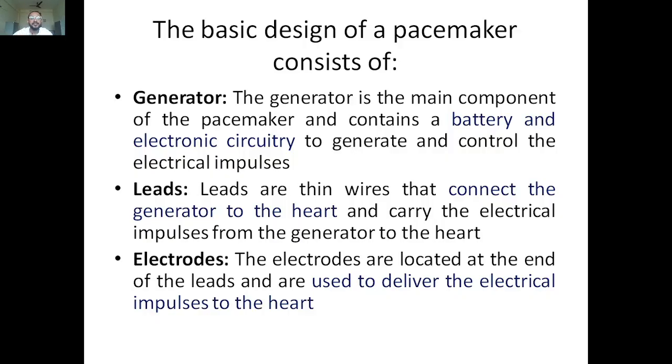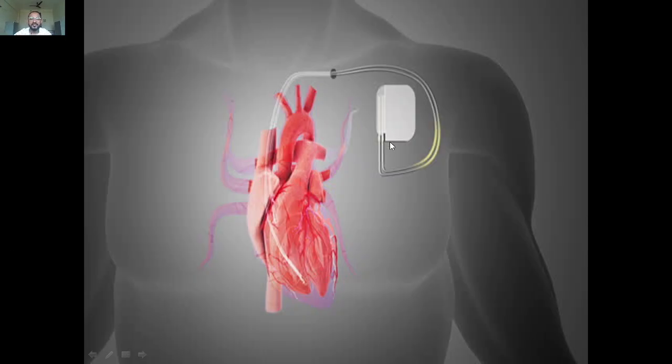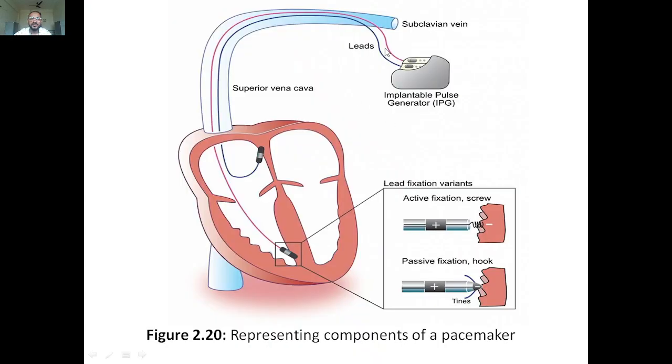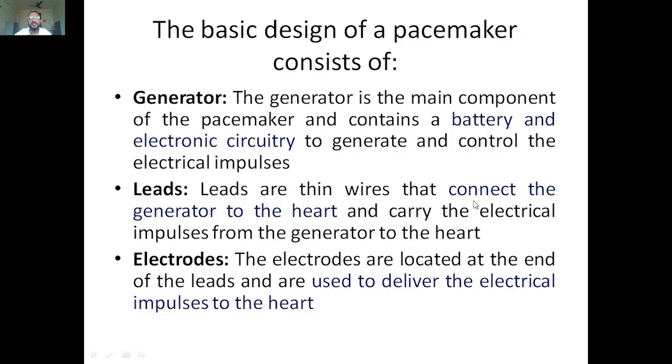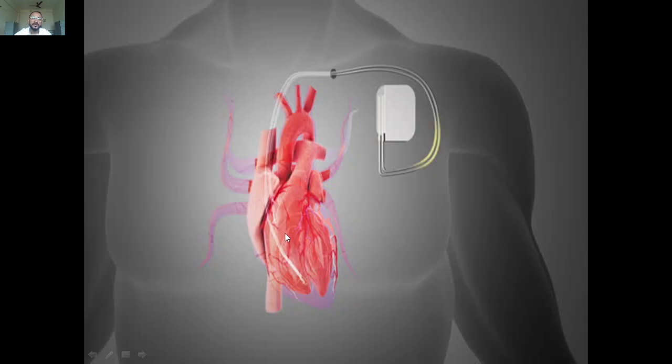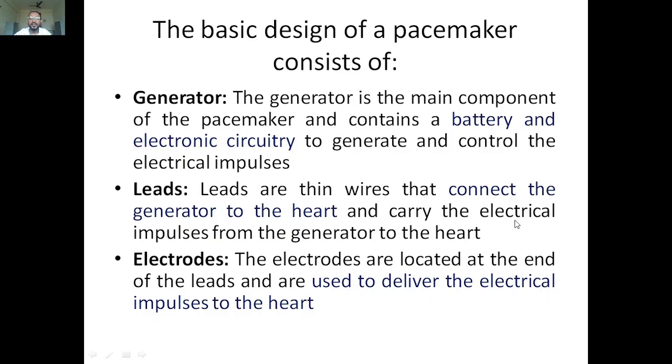So next, leads. Leads are nothing but thin wires. So these are the leads, these are the thin wires, right? You can see these are the leads. Now these leads are the thin wires that connect the generator to the heart and carry the electrical impulses from the generator to the heart.